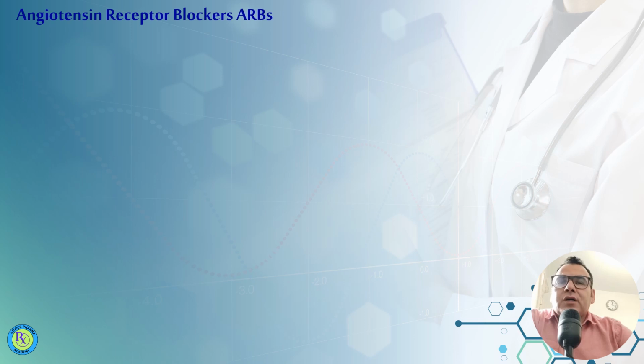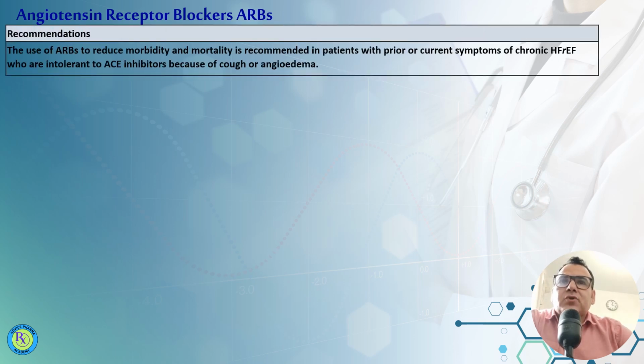ARBs or IRBs, or angiotensin receptor blockers. So they reduce morbidity and mortality in patients with prior or current symptoms of chronic HFrEF who are intolerant to ACE because of cough or angioedema.